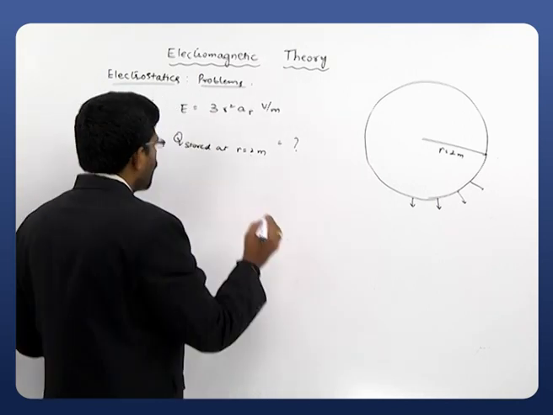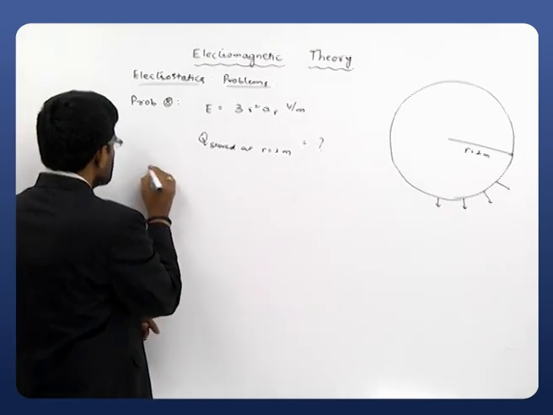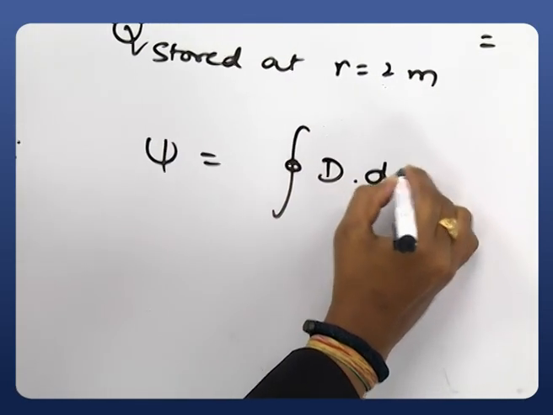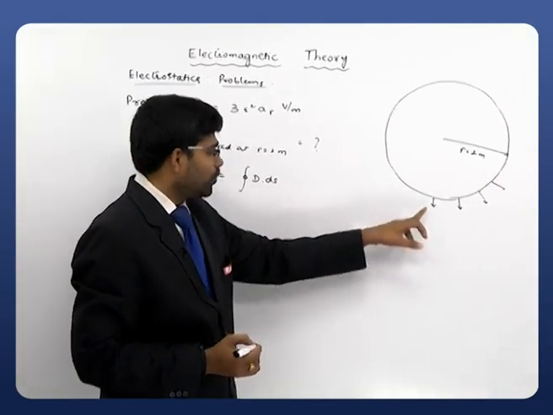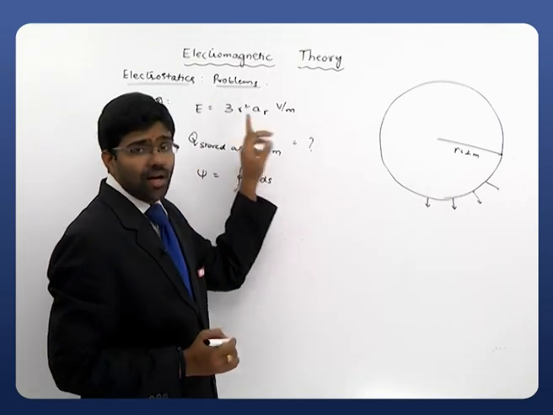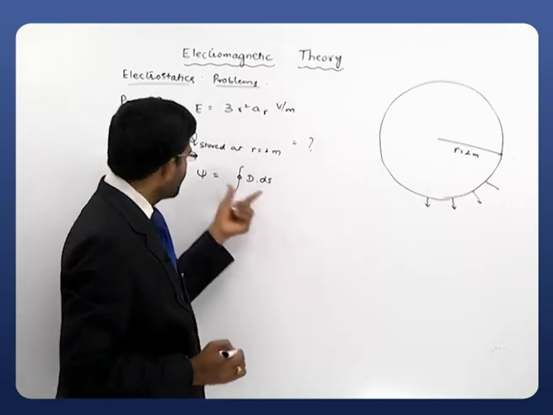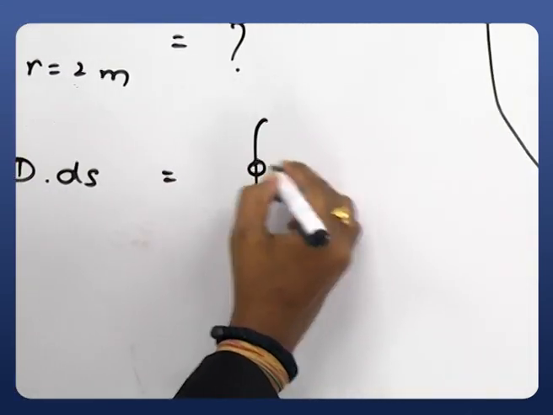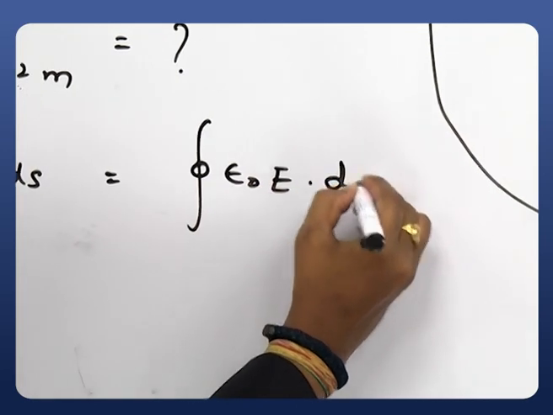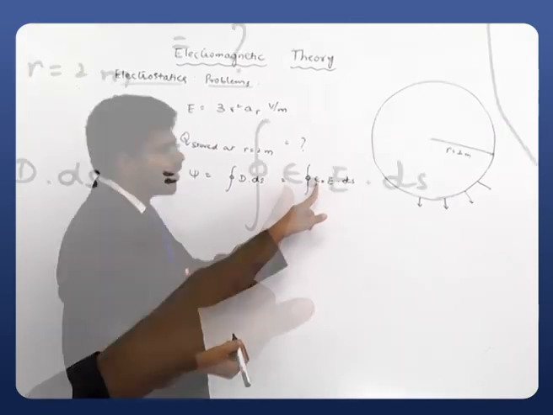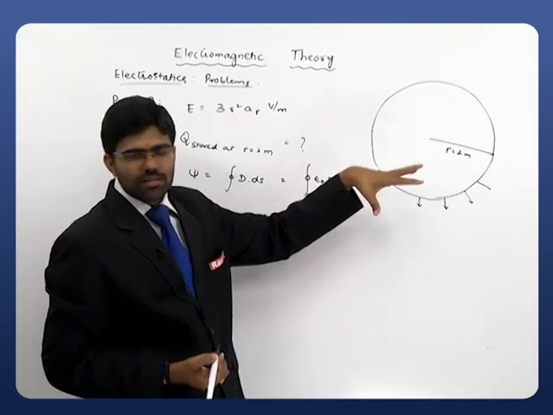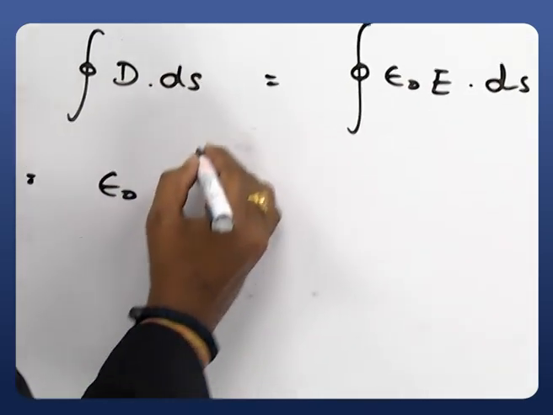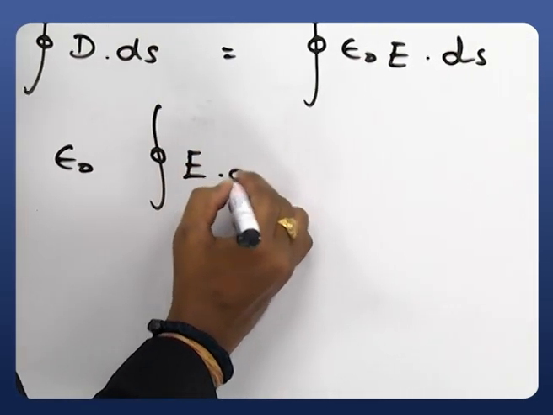Once again, what we have is a basic formula that the total flux leaving is equal to the integral of D dot ds. We don't know how much D we have, but we have E. This D and E are related. So I will try to solve this one using this E. How can this be written? This can be written as epsilon naught E ds. Epsilon naught is constant, since it is given in free space. So bring it out, which is equal to epsilon naught integral of E ds.